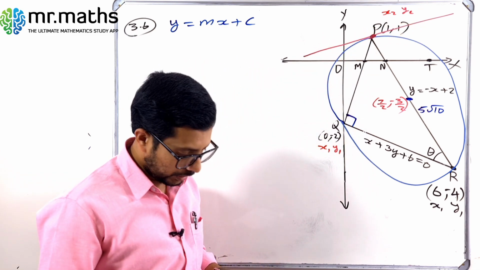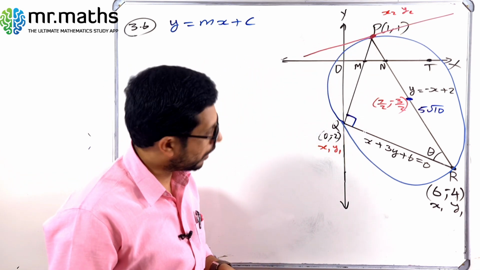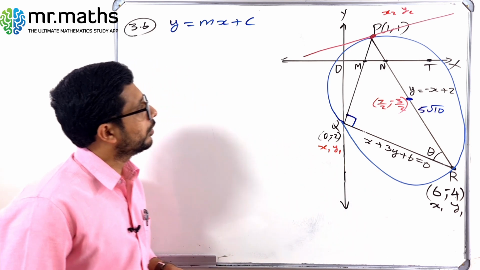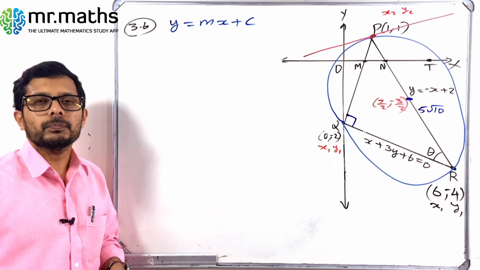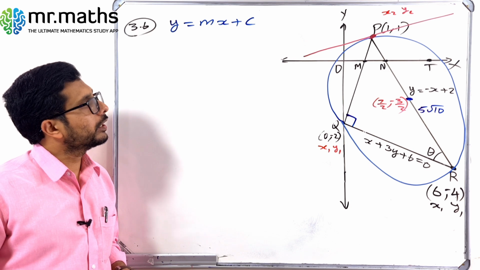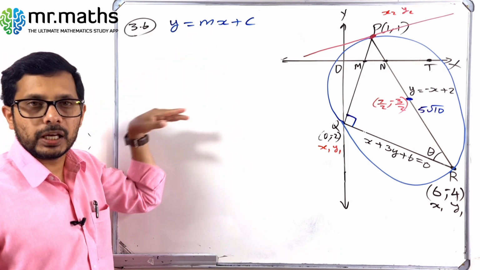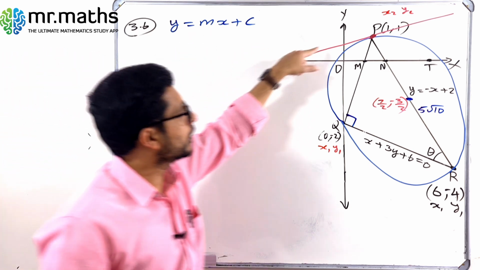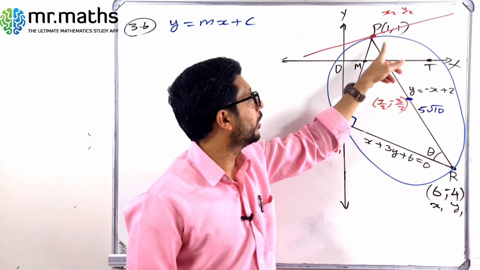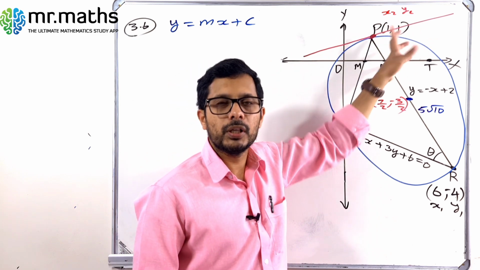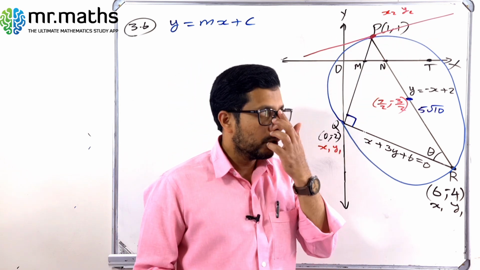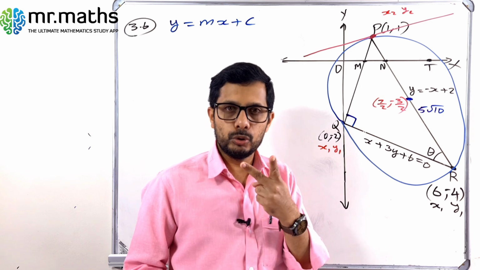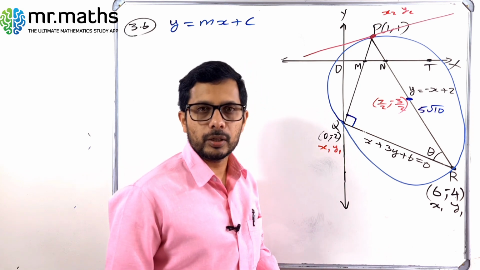So did we find the gradient of PR? We didn't get the gradient of PR yet. Now how can you find the gradient, the value of m, of that tangent? In this tangent we know only one point, that is P(1, 1). So we can't apply the gradient formula, because to apply it we have to know at least 2 points. But is there any other method?